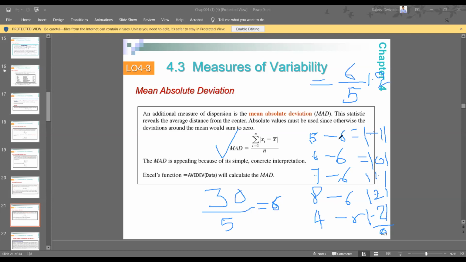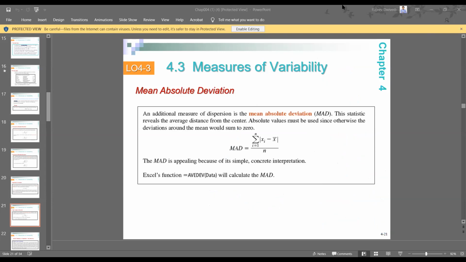So this is mean absolute deviation, and in some cases this is also used. It is not as important as standard deviation, but yes.